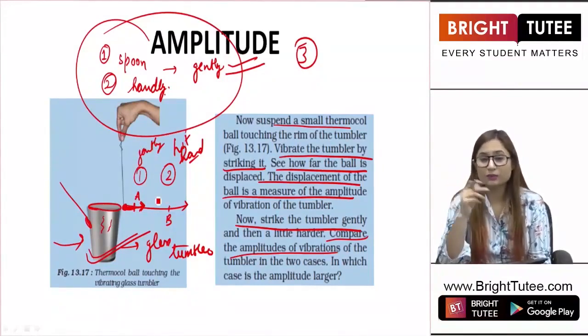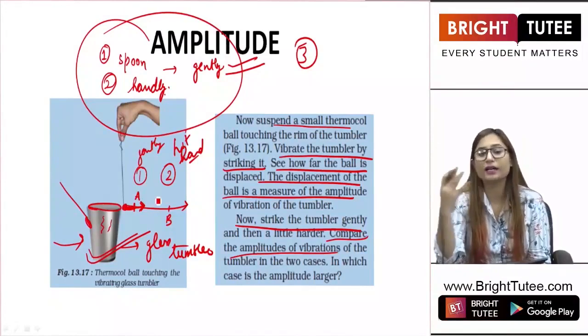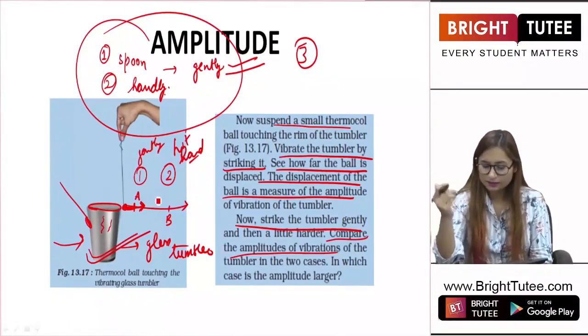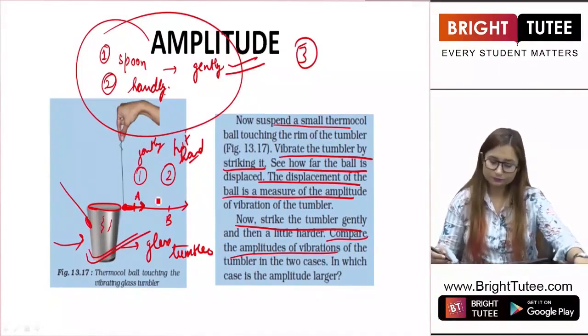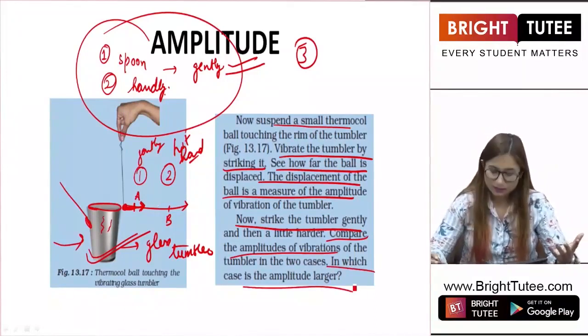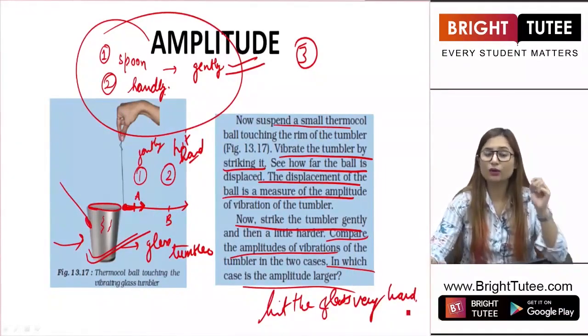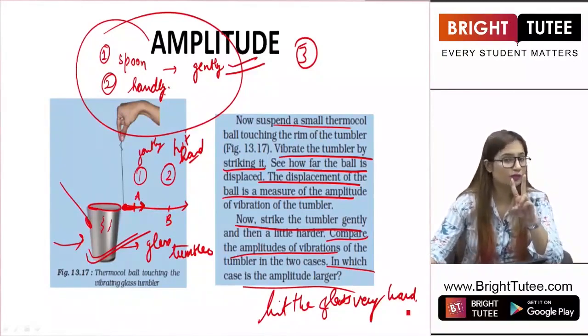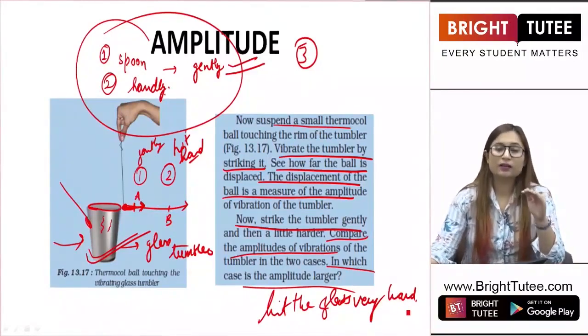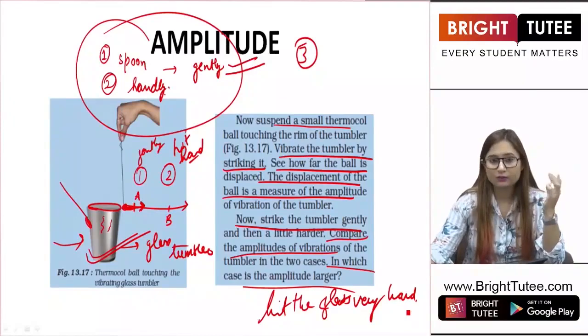You hit very hard, the sound is very loud and the amplitude is larger, right? So, what did we learn? In which case is the amplitude larger? The amplitude is larger in the case when we hit the glass very hard. Take care, you do not have to break the glass, you just have to produce two different sounds. One of them must be feeble and one of them must be very loud, right?